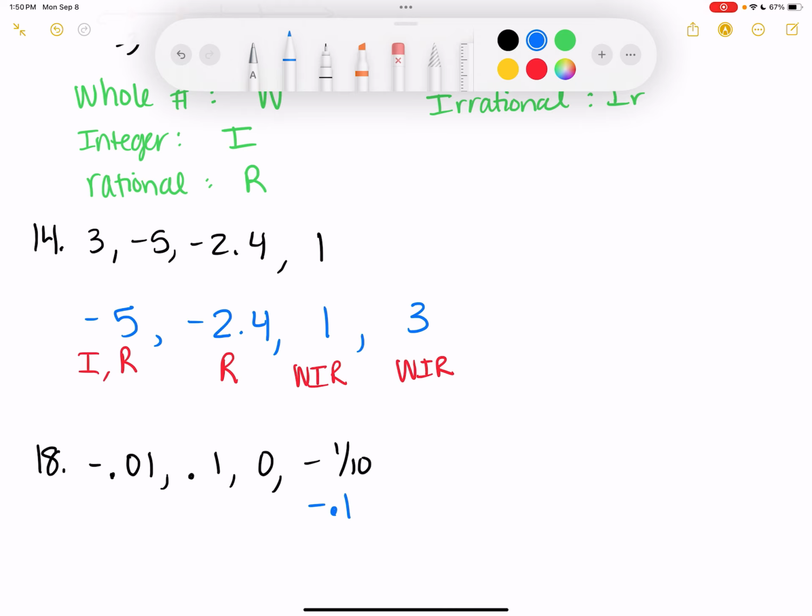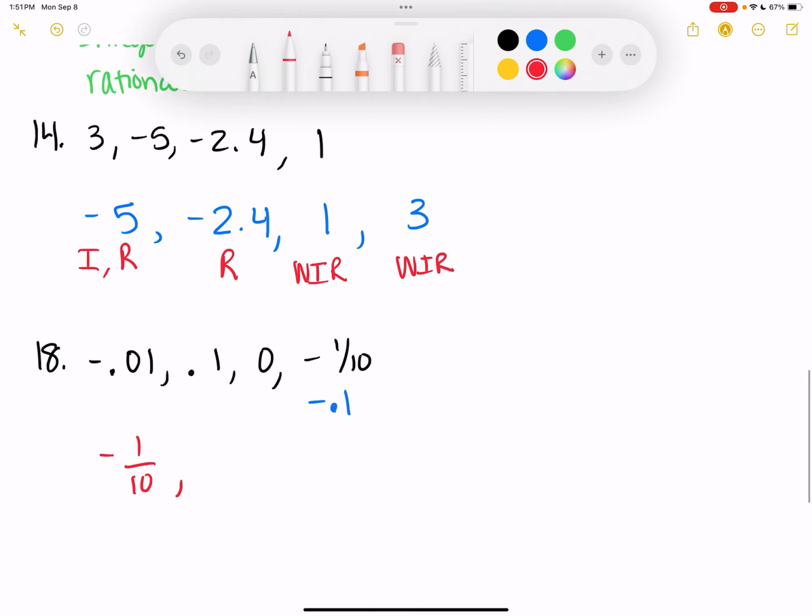So what is the smallest number that I have here? -0.1. Okay, that's going to be farther to the left. So this is going to be -1/10. Then what? Yep, -0.01, and then 0, and finally 0.1.